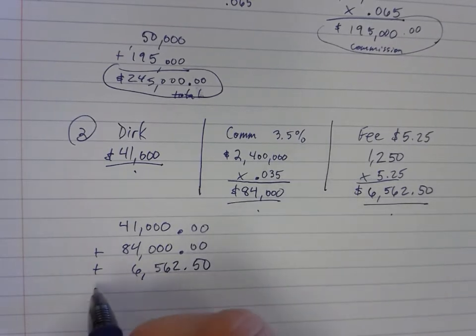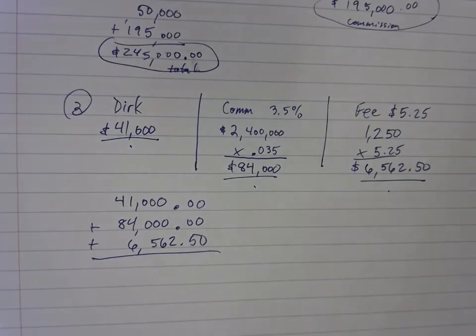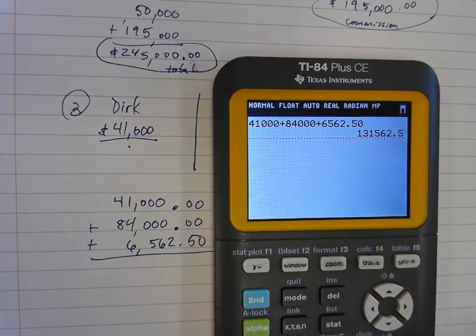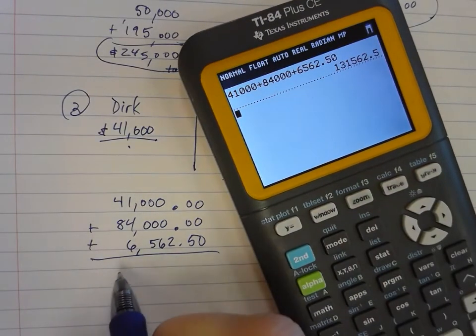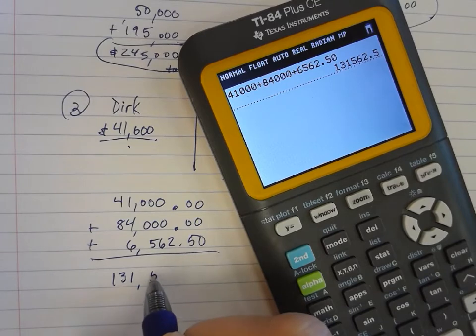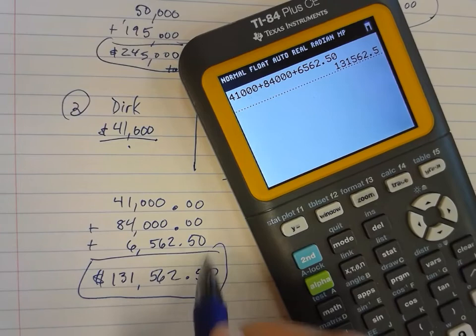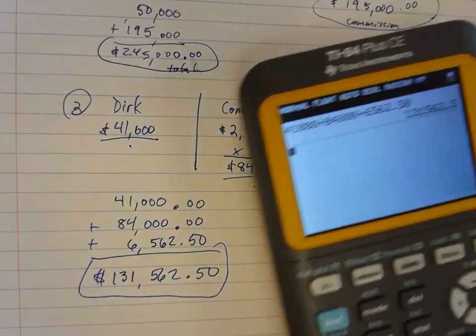Okay. And let's pull the old trusty calculator over here. 41 grand plus 84 grand plus the $6,562.50. All right, altogether that means Dirk is going to make $131,562.50. So that's $131,562.50 total. Okay. All right.